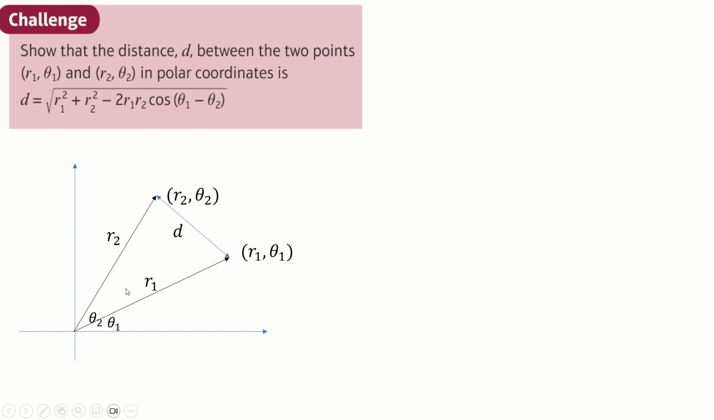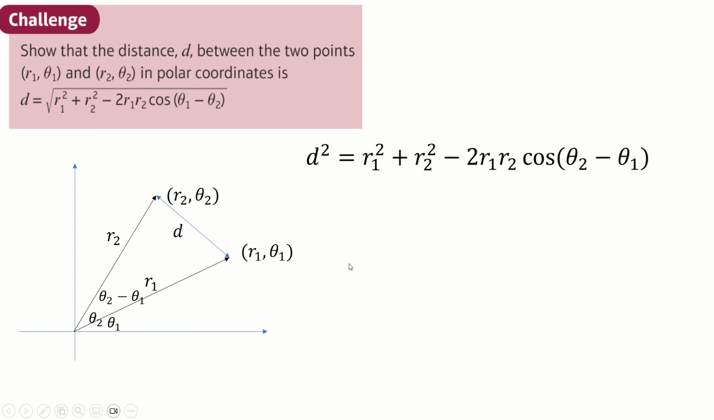And as soon as you look at this, you can think, well, actually, this is just the cosine rule, and the cosine rule very clearly appears here, so that's all cool. This angle here is theta 2 minus theta 1. And so d squared is equal to r1 squared plus r2 squared minus 2 lots of r1 times r2 times cos of theta 2 minus theta 1.